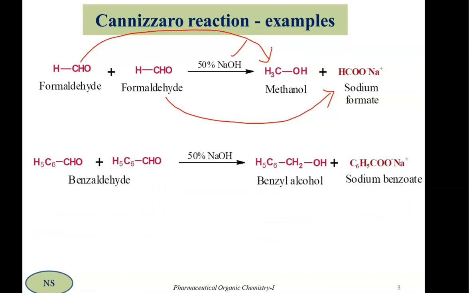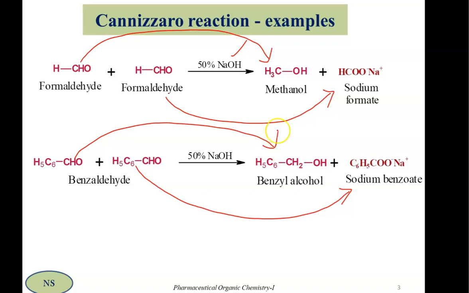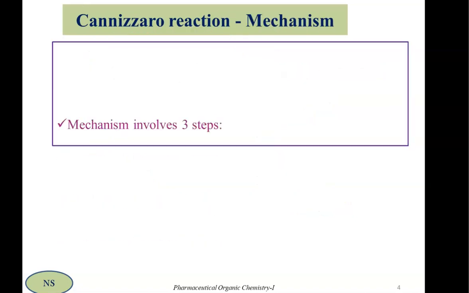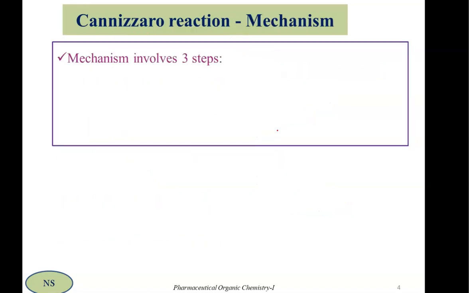Now the second example is the reaction between 2 moles of benzaldehyde in the presence of sodium hydroxide to give benzyl alcohol and sodium benzoate as the products. In this reaction also, 1 mole of benzaldehyde undergoes oxidation to give sodium benzoate, and another mole of benzaldehyde is reduced to benzyl alcohol. So these are the 2 examples of the simple Cannizzaro reaction.